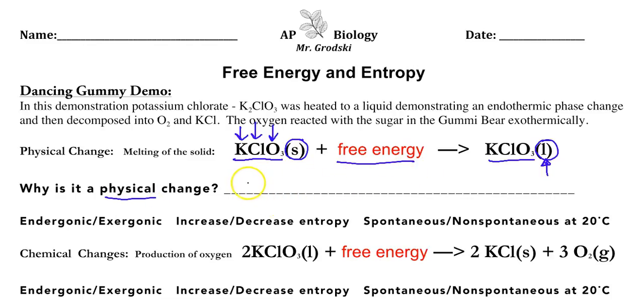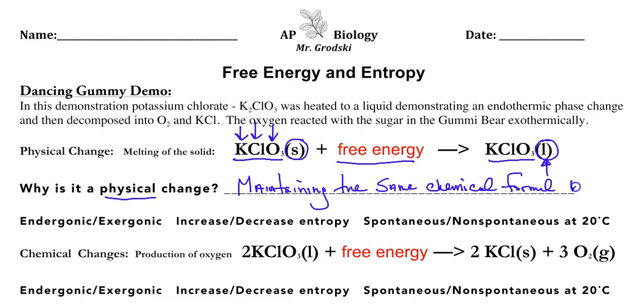We are essentially maintaining the same chemical formula, but changing only the phase. So we're just changing the solid phase into the liquid phase. This is a physical change because we're not changing the chemical formula. A chemical change is when we make a new substance with a new arrangement. Okay, so that's pretty simple.